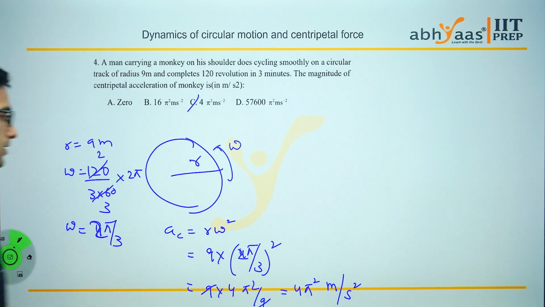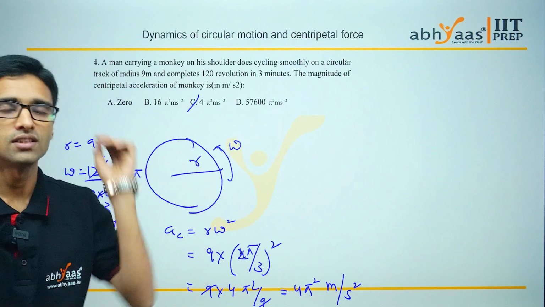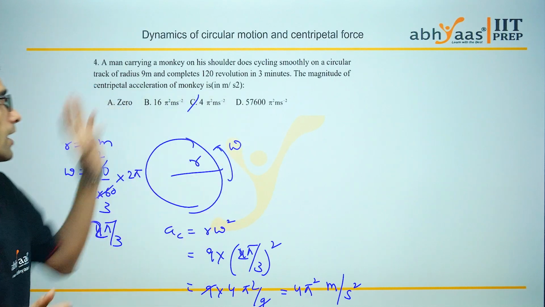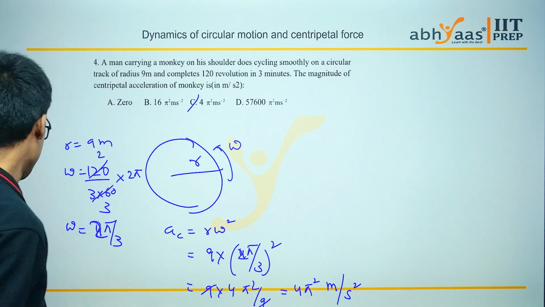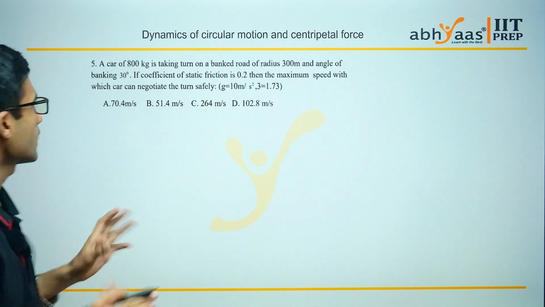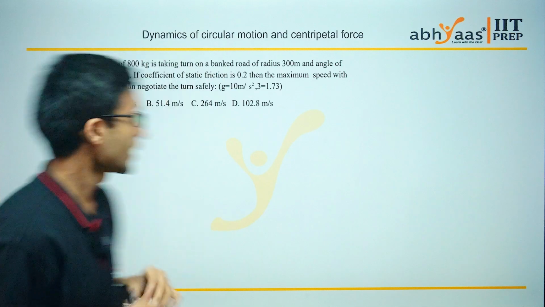No need to worry. Direct question, centripetal acceleration, direct formula R omega square. R is given, omega you have to calculate in the form of radians per second. So that is the thing. Now going to another one. Another thing also, same model.